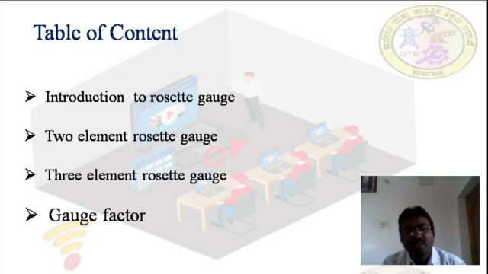Next is the gauge factor. Gauge factor can be defined as the ratio of change in electrical resistance to mechanical strain. Gauge factor is unitless. Higher the gauge factor, more will be the sensitivity of the strain gauge.